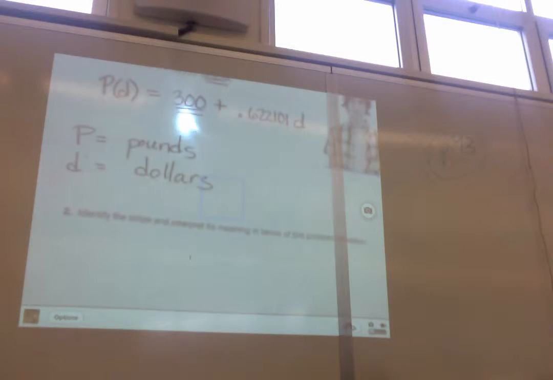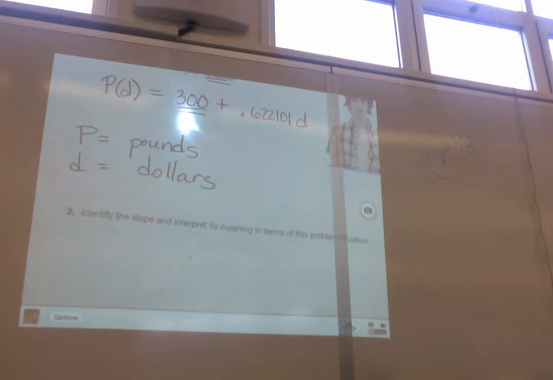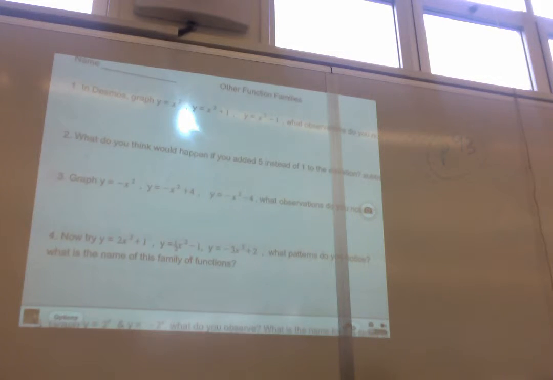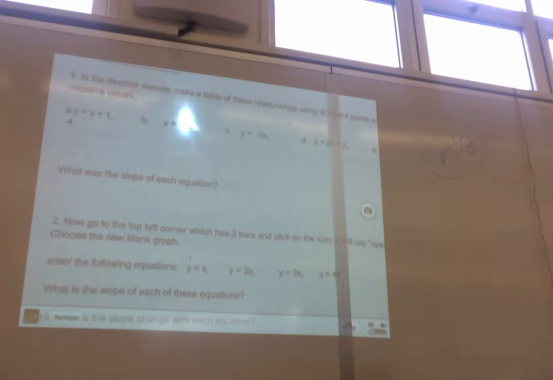Maybe I need to keep the function there. Number 2. What do we need to do, Wyatt, in number 2? Identify the slope and interpret its meaning in terms of this problem situation. Slope. We just spent a lot of time yesterday and the day before looking at functions and figuring out where to find the slope. So in this, what did we find yesterday on all of our graphs? We were dealing with x's and y's. So here's some linear equations.